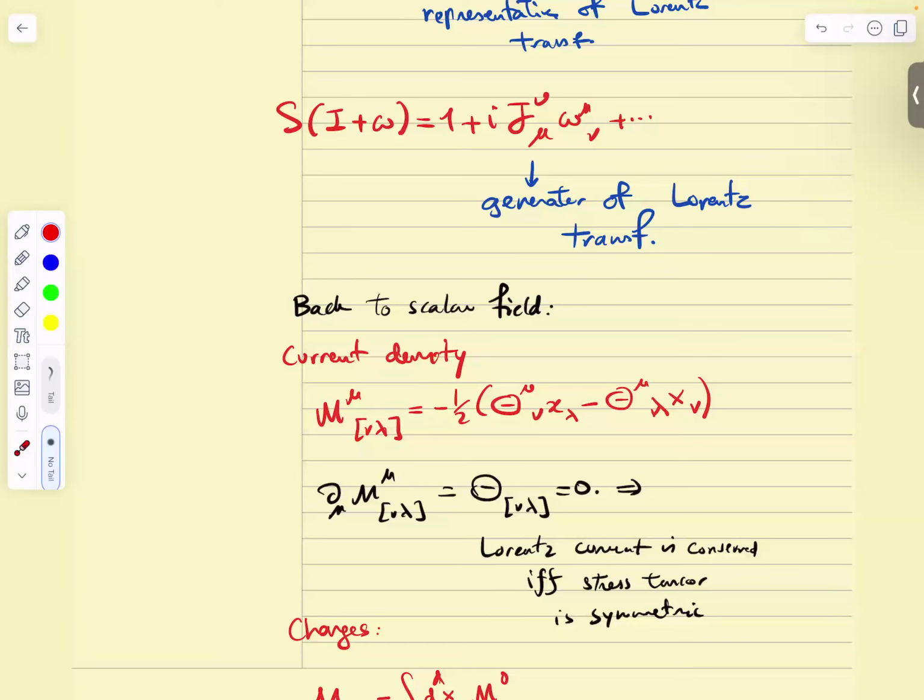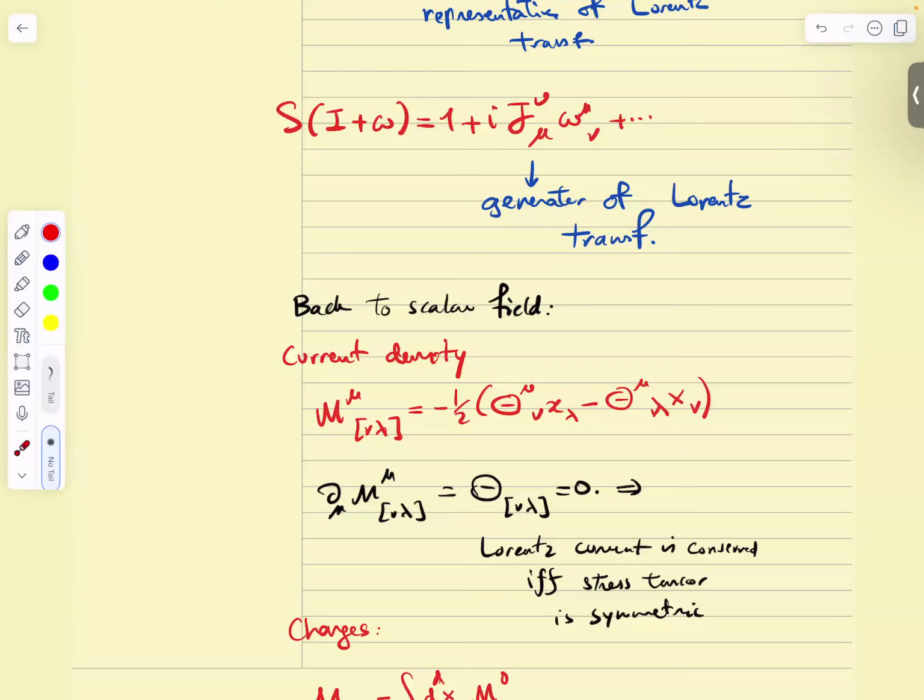I guess I ran out of time. I didn't have time to do this, but as homework, you could do this. So the lesson is this. Spatial translation and time translation in non-relativistic field theory define for you a stress tensor that's conserved, and it has time and space components.